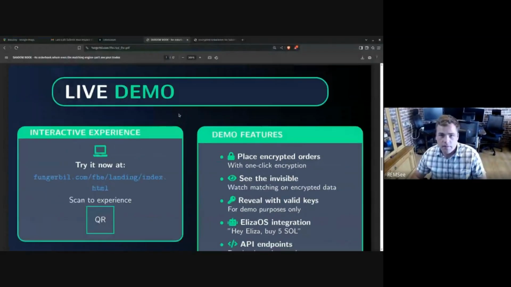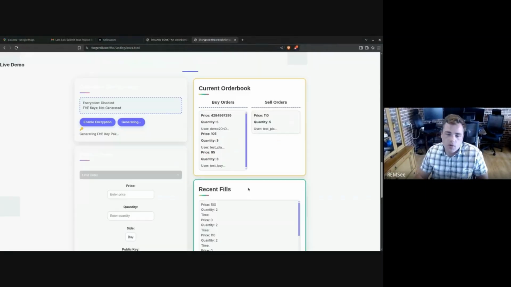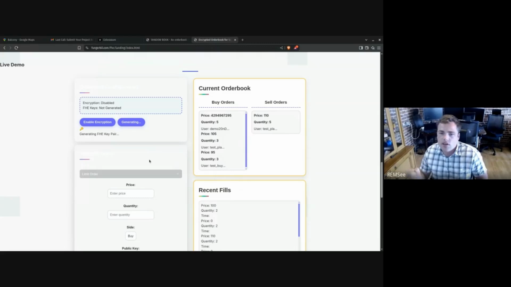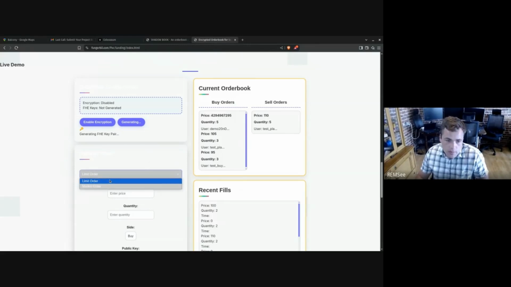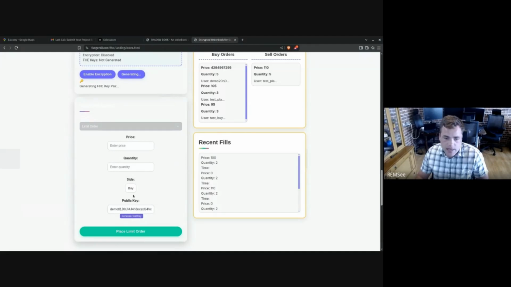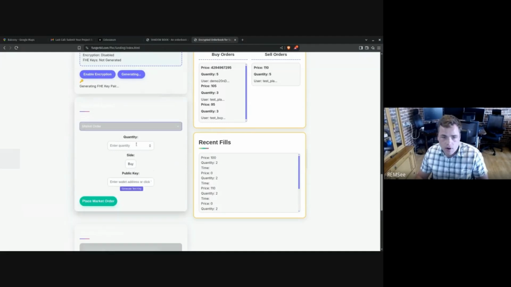I'm going to start the live demo here. So yeah, we have our landing page right here. The way that it works is you generate your keys, and the keys are used so that you can do the client-side encryption that Kyle was mentioning earlier. And we have an option for limit orders as well as market orders. So once you have your FHE key pair, we'll just have a test key right here. You can choose to have a market order or a limit order.